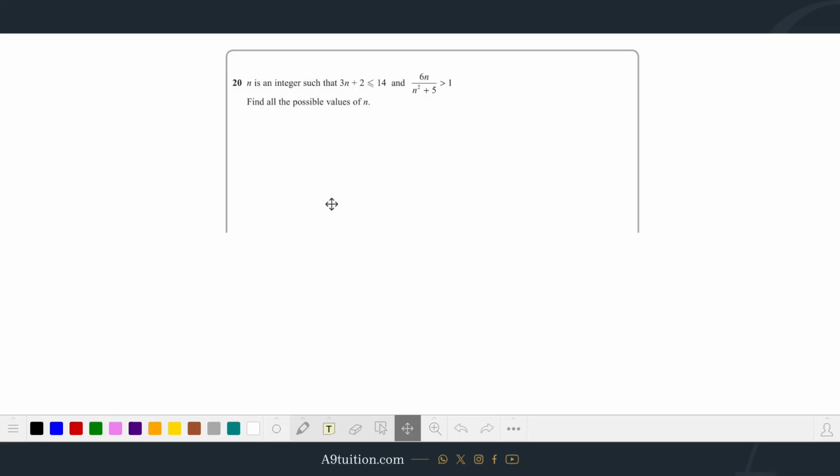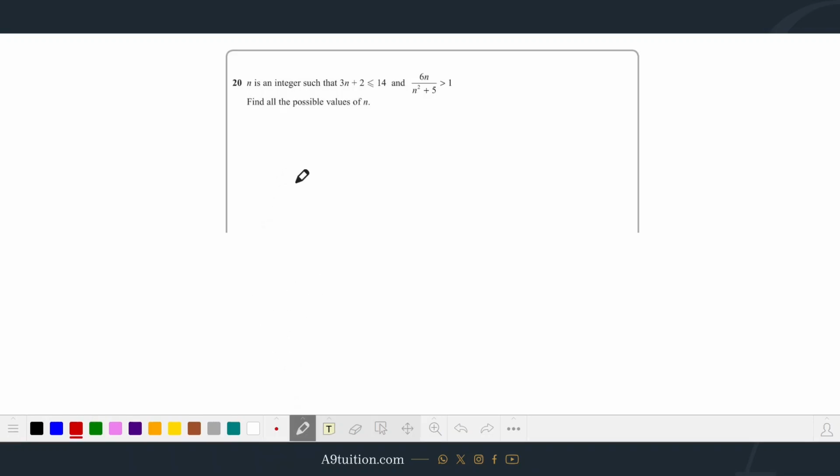It says n is an integer such that 3n + 2 is less than or equal to 14 and 6n over n squared + 5 is more than 1. Find all the possible values of n. In terms of terminology, relatively clear and straightforward, an integer being a whole number.